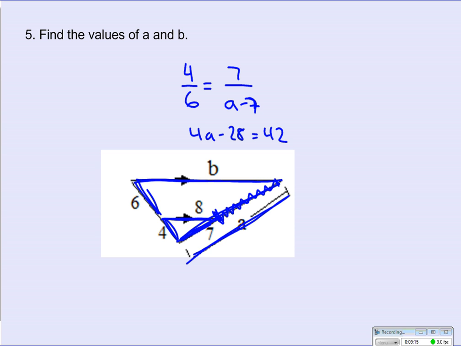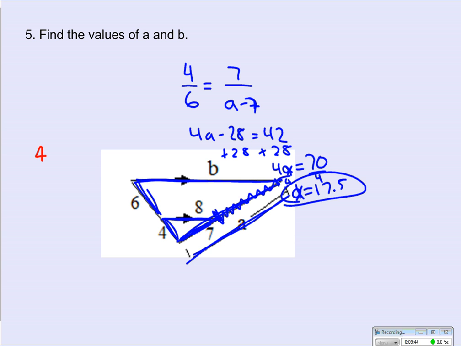All right, hopefully I can skip that step by now. So add 28, 4A equals 70. So divide by 4. 30 divided by 4 is 7, 2 left. 17 and a half. So A is going to be 17 and a half.